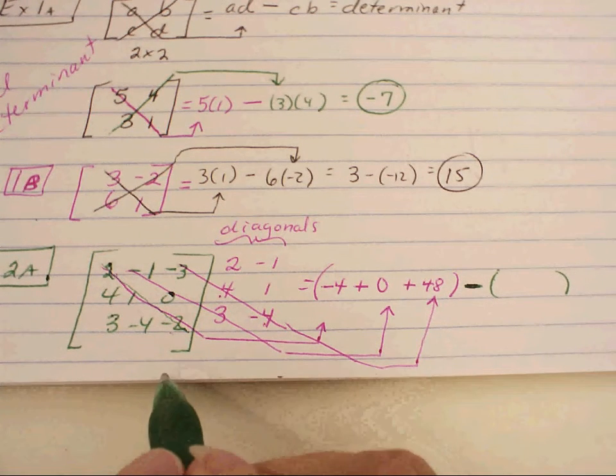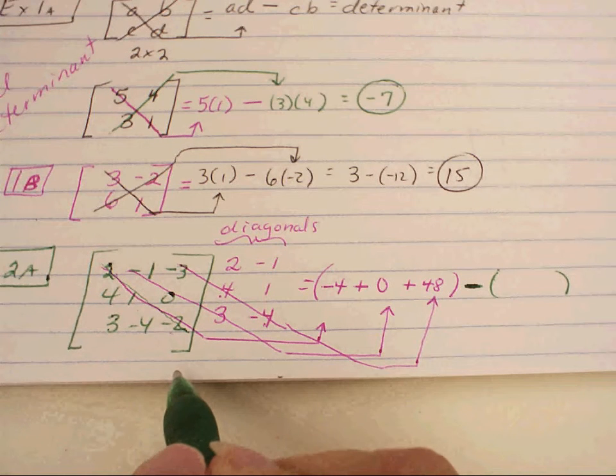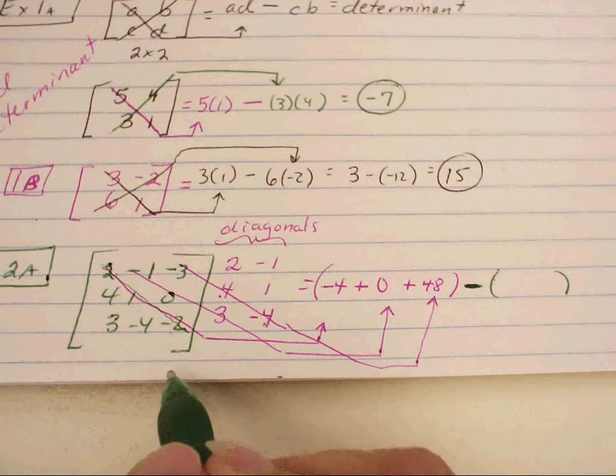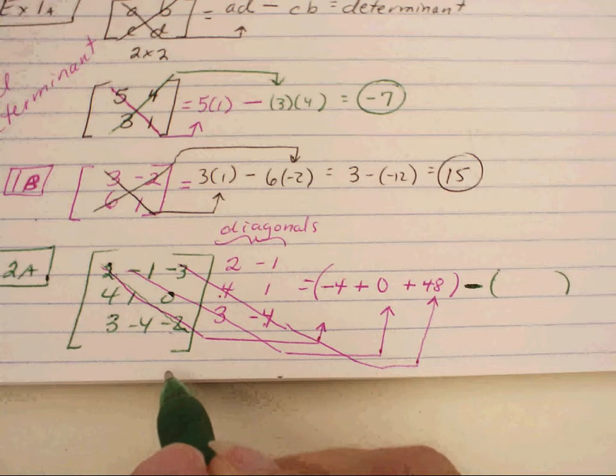And so what am I going to do now? If I've gone down and to the right, what is the next step? I want to make sure everybody's got that copied down.